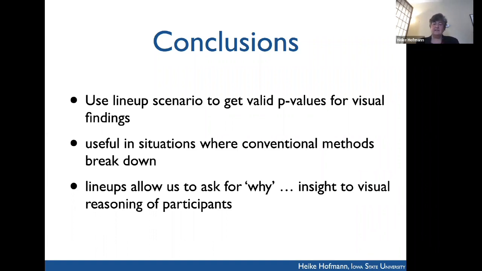So asking for why also helps us get an idea of which graphical feature our participants, our evaluators, use to identify this plot as special.